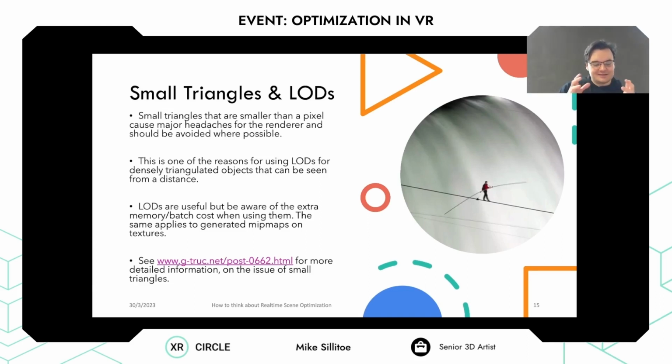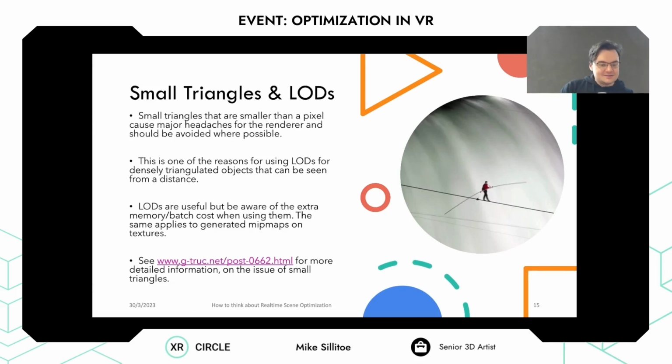It's gone into more detail in the post at the bottom. I'll get to that in a second, but just be aware that LODs are useful, but they do cost extra memory or batch cost when using them. So it's really one of these situations where if you have a bit of extra memory that you can use to save on the real runtime performance, then you should probably use LODs, especially if you've got a real problem with small triangles and things like that. The same is true, by the way, for bitmaps on textures, so just bear that in mind, that they can really increase the cost of a texture.